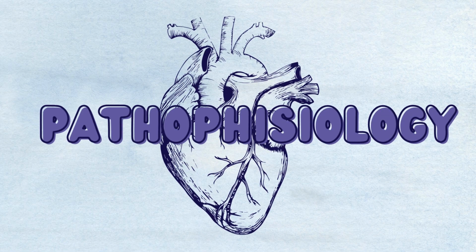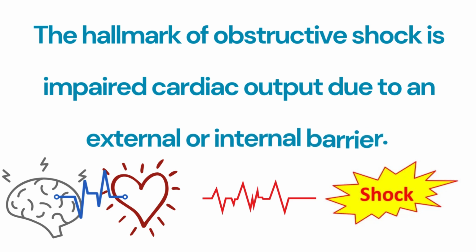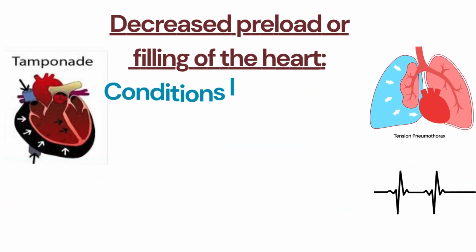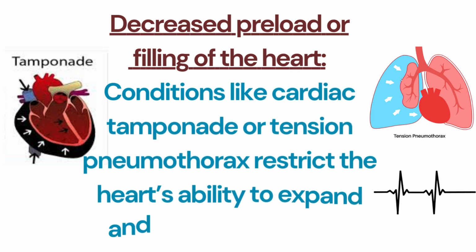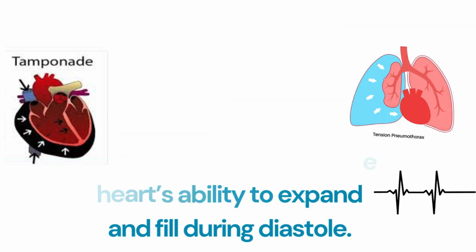Now, let's look at the pathophysiology. The hallmark of obstructive shock is impaired cardiac output due to an external or internal barrier. This results in decreased preload or filling of the heart. Conditions like cardiac tamponade or tension pneumothorax restrict the heart's ability to expand and fill during diastole.